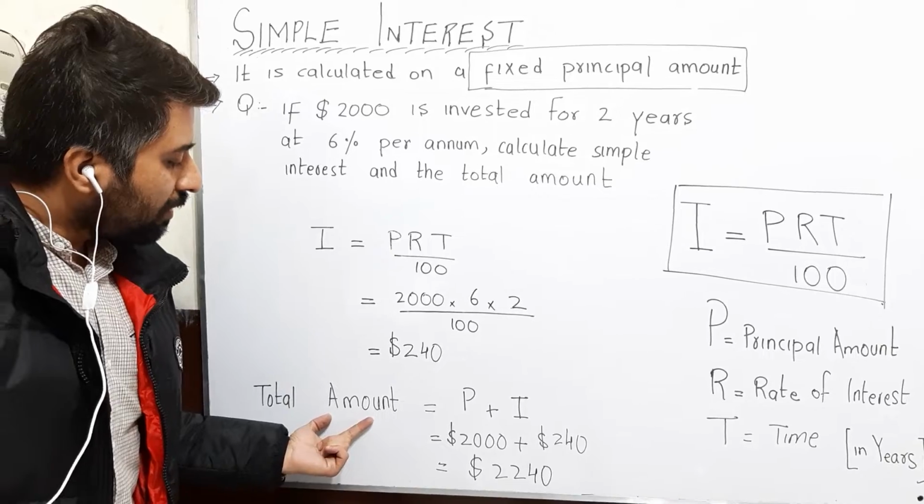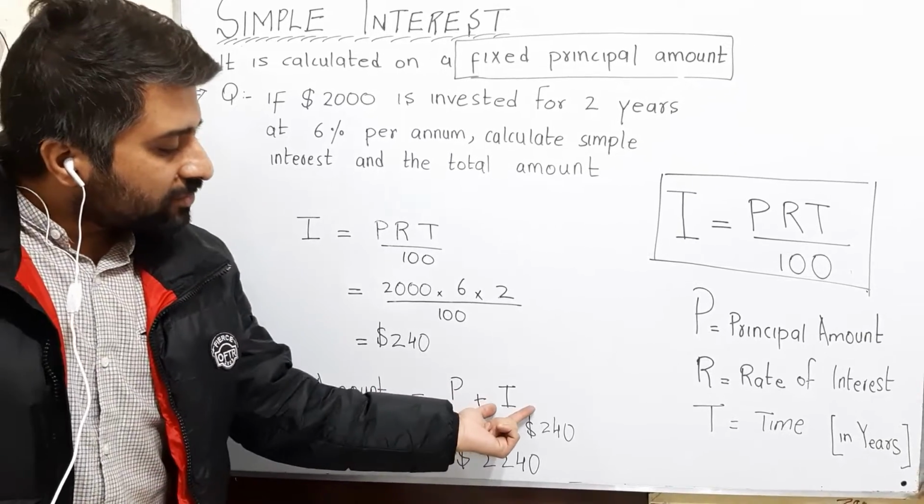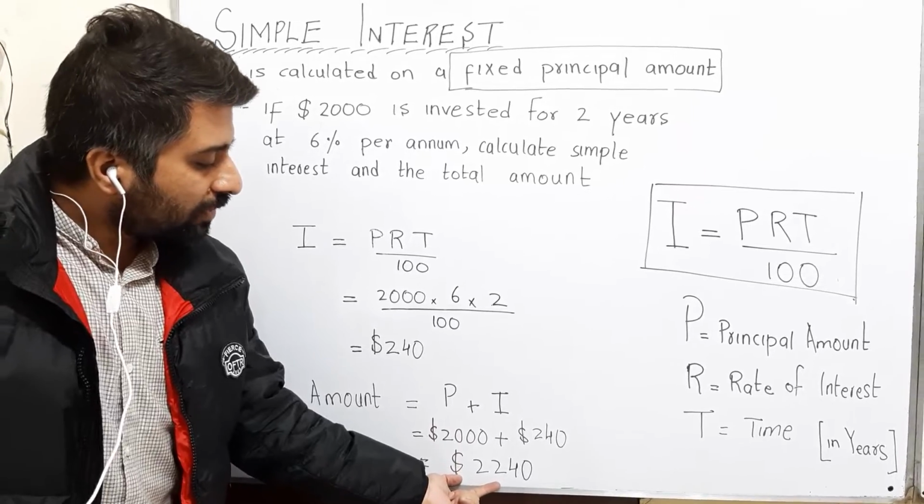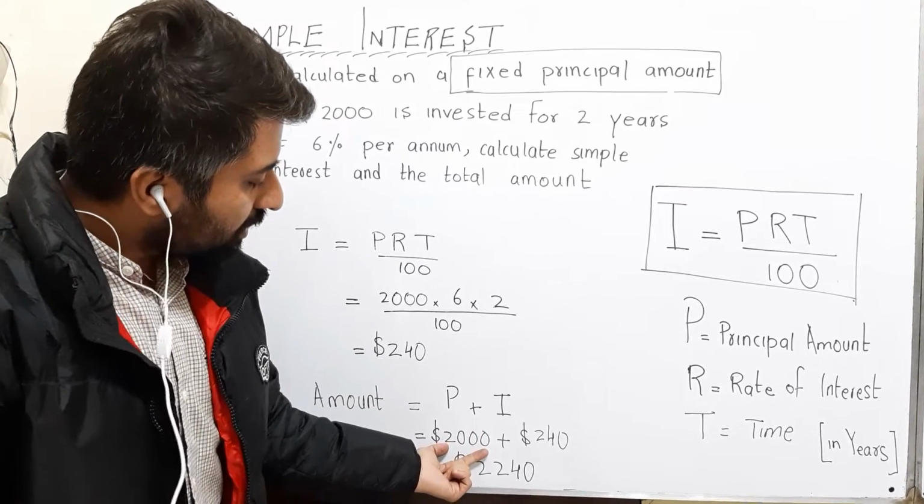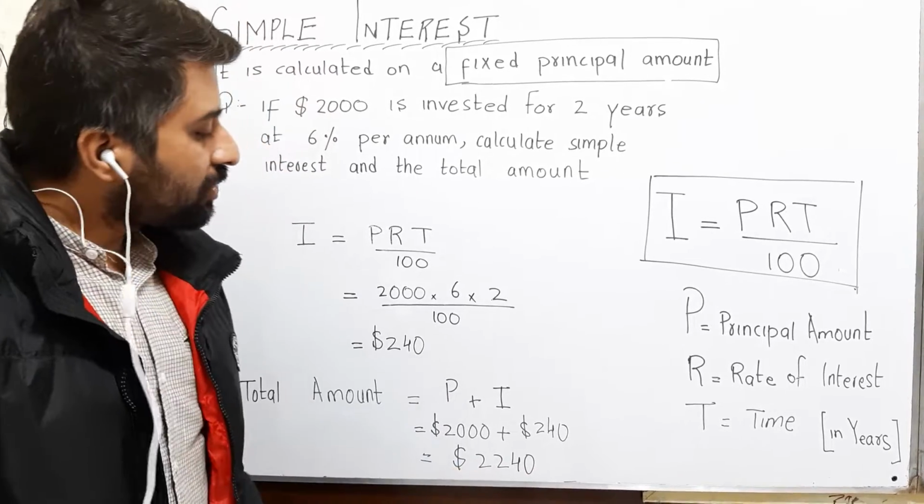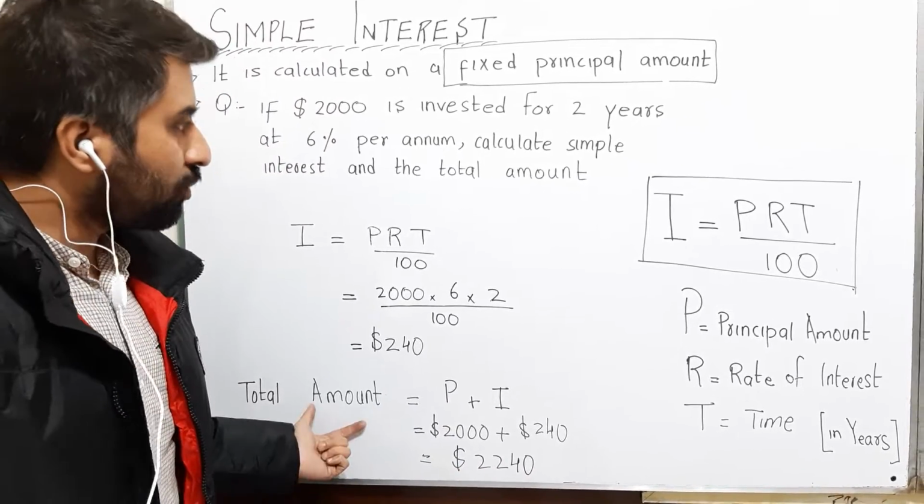Now what is the total amount? When you add interest to the principal amount, you will get the total amount. Principal amount was 2000, interest was 240, adding them both will give $2,240 as the total amount.